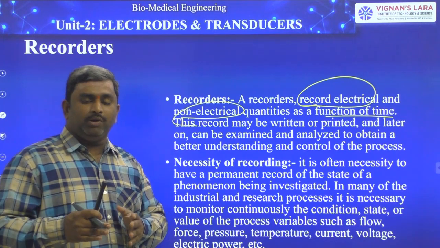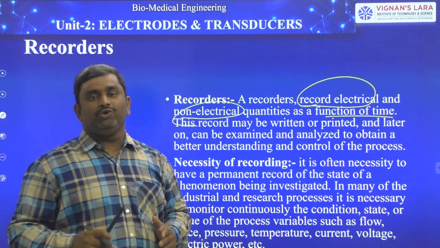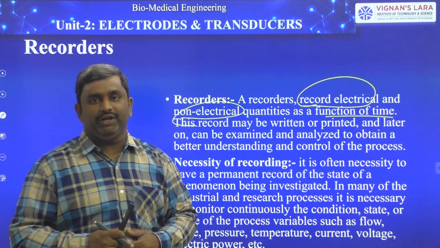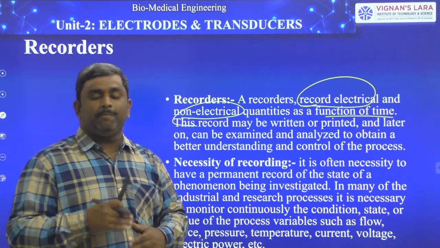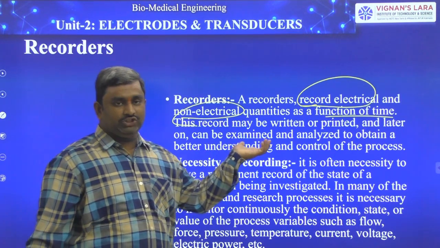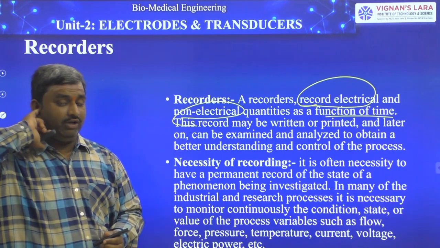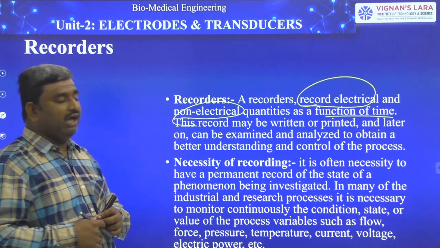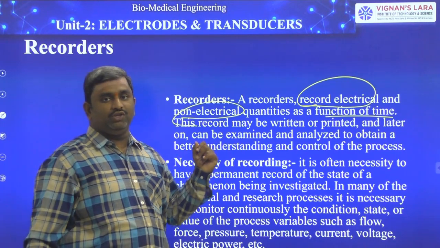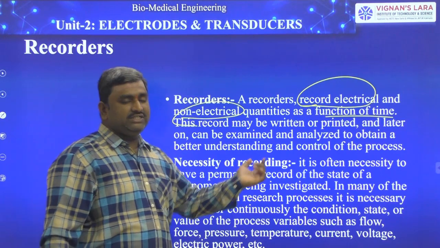What the problems associated with the heart are is not related to us. But we have to provide sufficient machinery to ease the process of analyzing the patient. So for the analysis purpose, we are doing the recording operation. The recorder draws a graph, or writes the graph, of the electrical activity of the human body's physiological system. Next, necessity of recording.